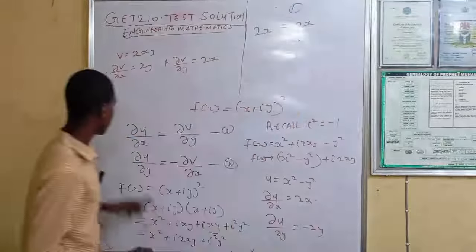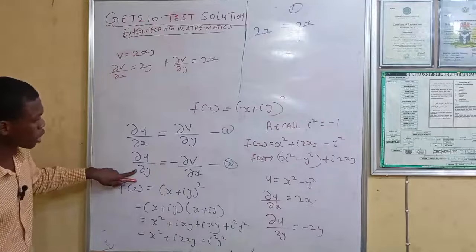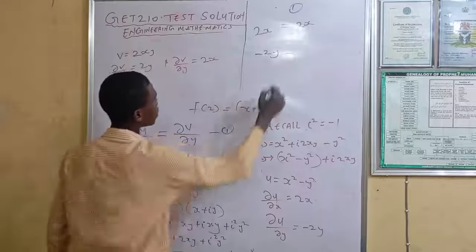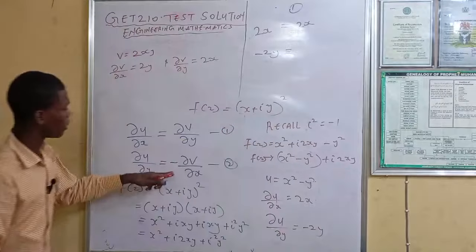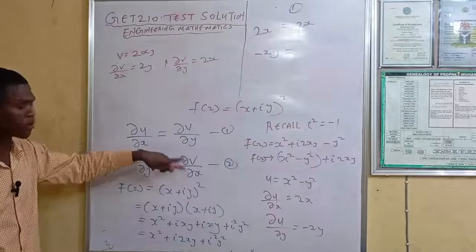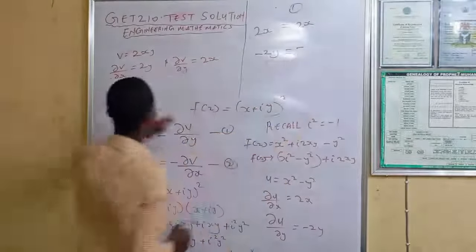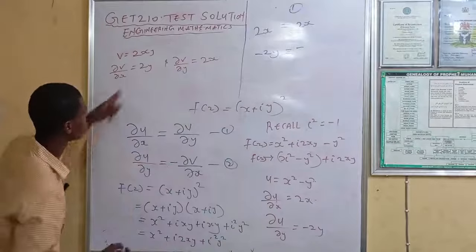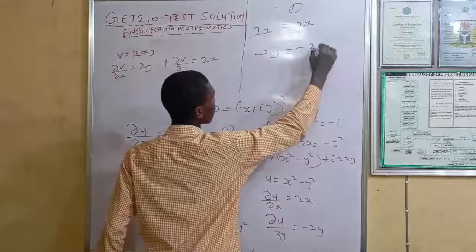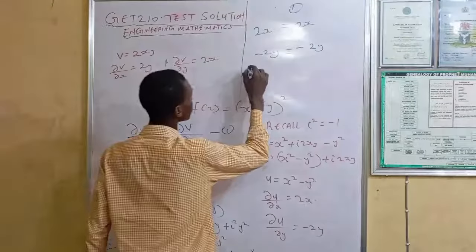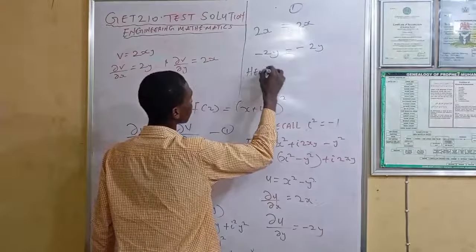Number 2, the derivative of u with respect to y is what? Minus 2y, must be equal to the negative derivative of v with respect to x. So we are saying negative. What is the derivative of v with respect to x? 2y. What can you conclude from here? Hence the function is analytic. The function of z is analytic.